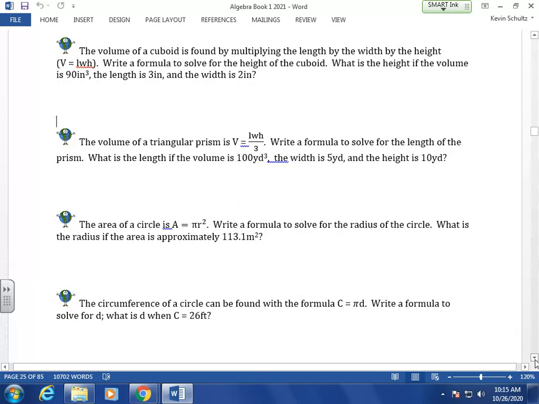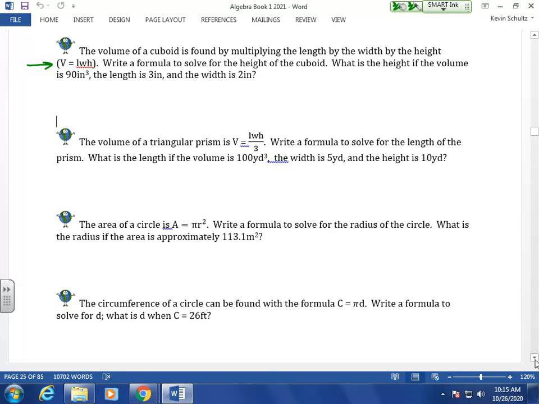The volume of a cuboid is found by multiplying the length by the width by the height. And you're familiar with this formula: volume equals length times width times height. We write it as base times width times height, but you've seen it in 2 of the 3 math packets that you've had so far, both with a cube and a rectangular prism. But both of those shapes can be lumped together to form a cuboid. Isn't that a great word? Write a formula to solve for the height of the cuboid. What is the height if the volume is 90 cubic inches, the length is 3, and the width is 2.